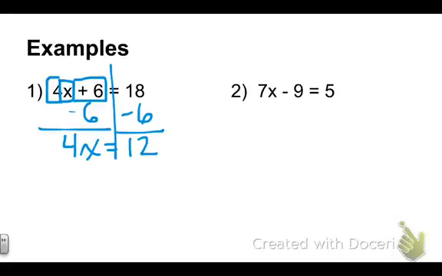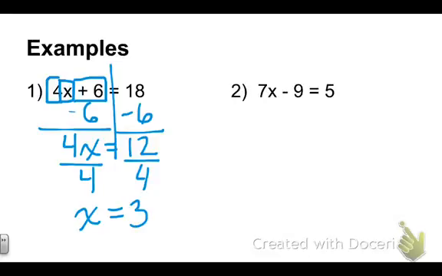4 times what number equals 12? I know you can do that in your head, but x is being multiplied by 4. So the opposite of multiplying by 4 is dividing by 4. So divide on the left side of the equal sign and divide on the right side of the equal sign. 4 divided by 4 gives you 1x. That's what we want to solve for. And 12 divided by 4 is 3. Check it. Plug the 3 back in. Does it work? 4 times x, or 4 times 3, would be 12. And 12 plus 6 equals 18. Boom, it works.